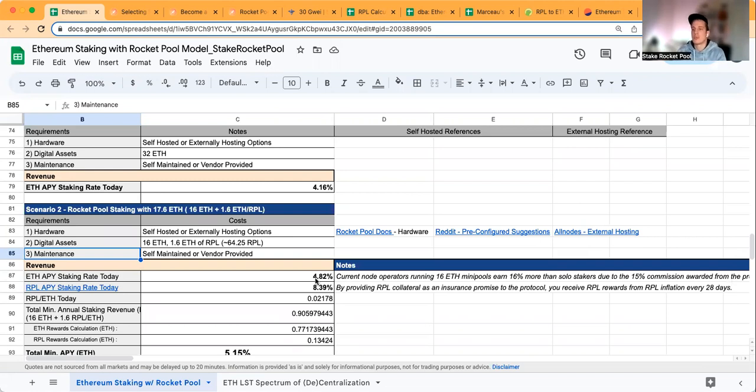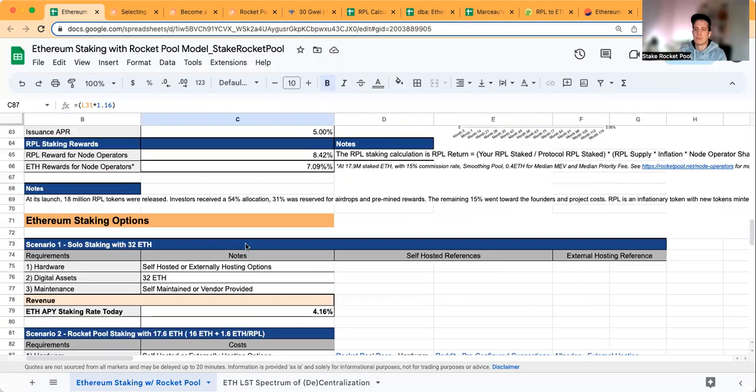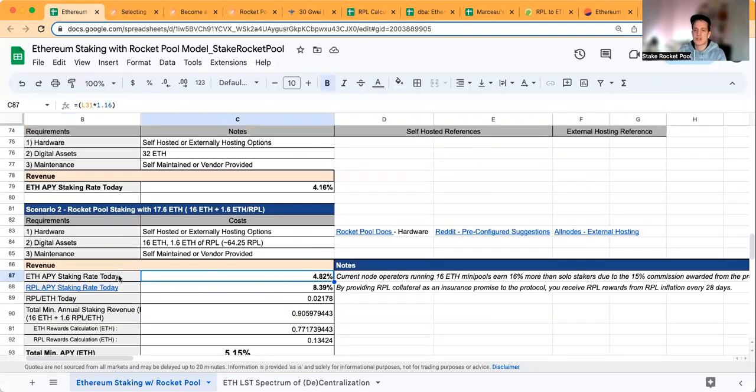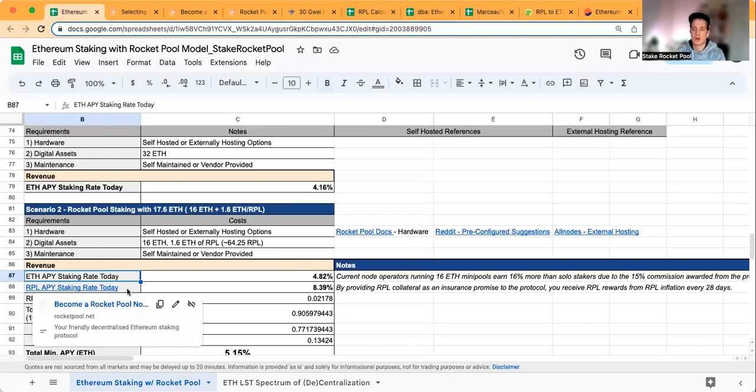Now going down a bit further, we highlighted this above here in the RPL staking rewards. We have it again: the ETH APY today and the RPL APY. So you're earning in 2 different tokens because your Ethereum is staked, and then your RPL is providing that collateral for the RETH that's being created in the market.